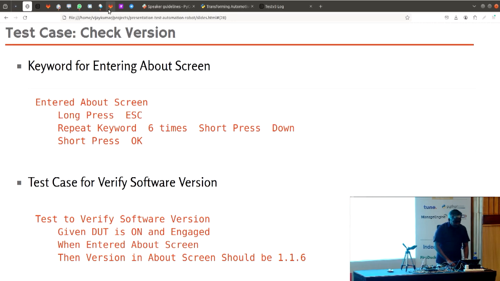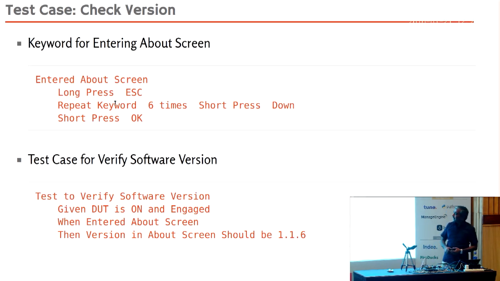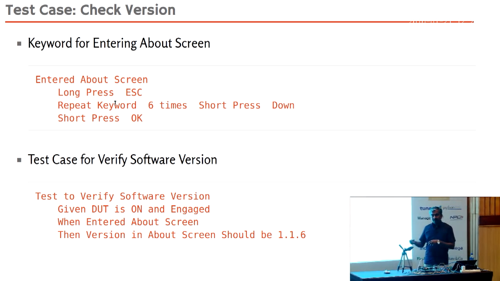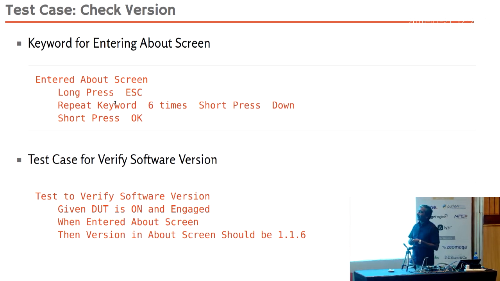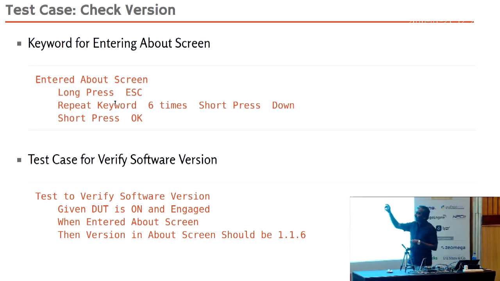So let's now try adding another test case. Let's say I want to check the version of the software that's running within this digital cluster. There is an about screen in this software. If you go to the about screen, it displays the version. So what we're going to do is enter the about screen. For that, we're going to write a keyword to enter the about screen. It's called Enter About Screen.